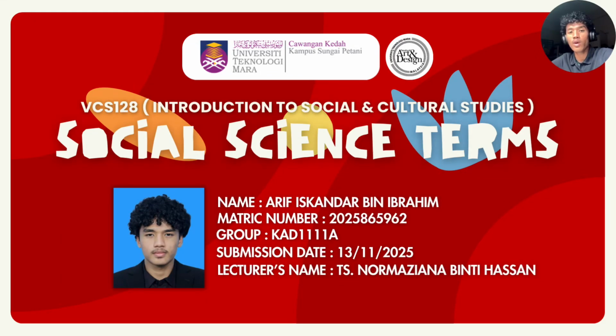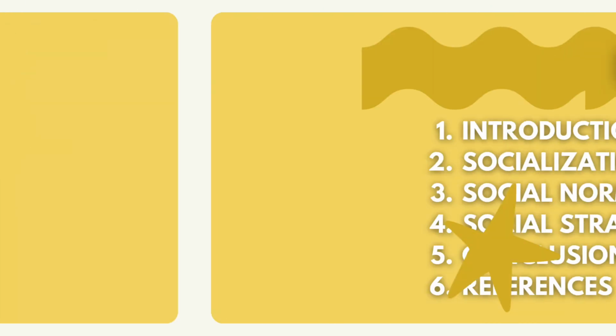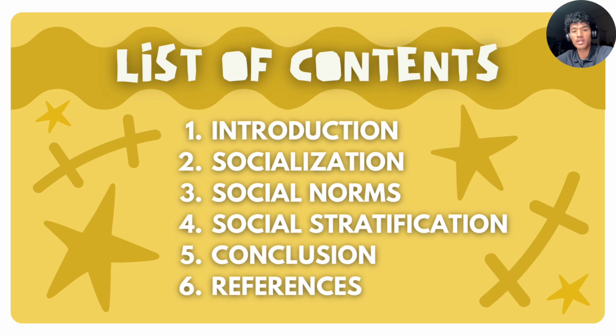So in this video, I would like to present about social science terms. Before we get into the context, we have marked form and list of contents, which is introduction, socialization, social norms, social stratification, conclusion, and lastly, reference.